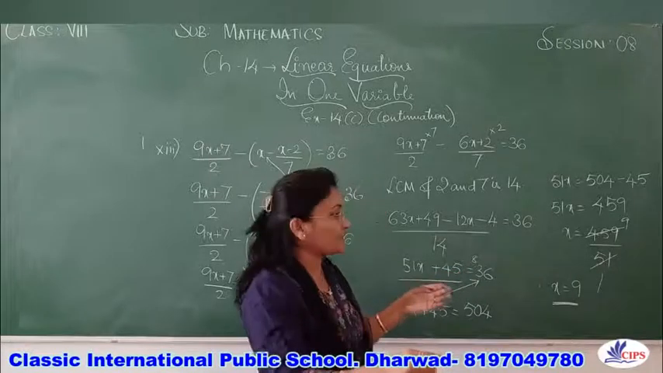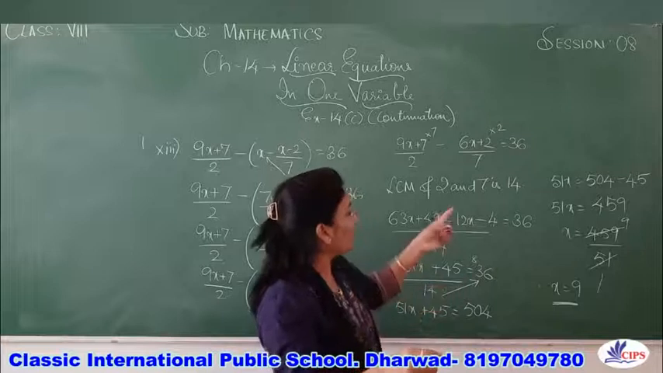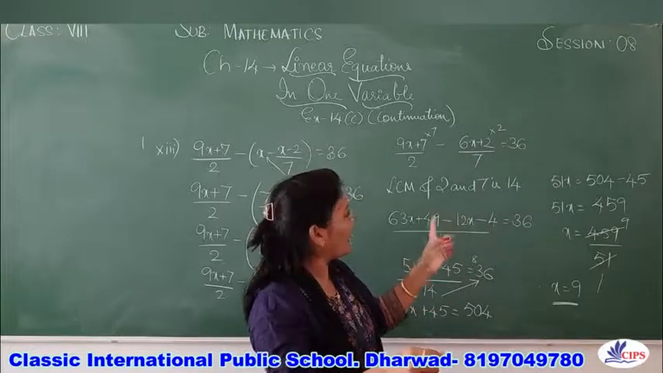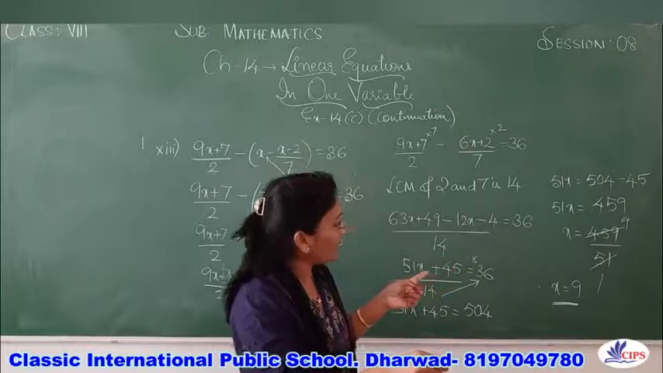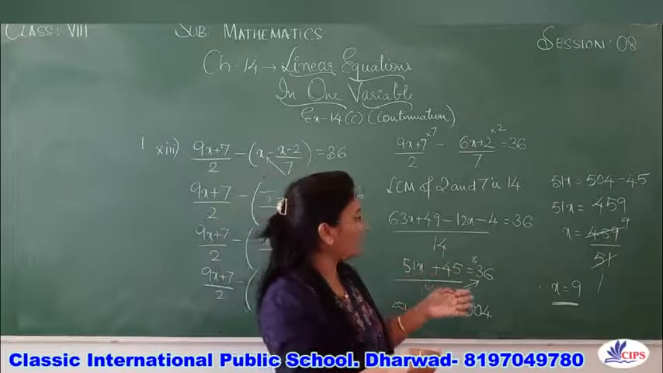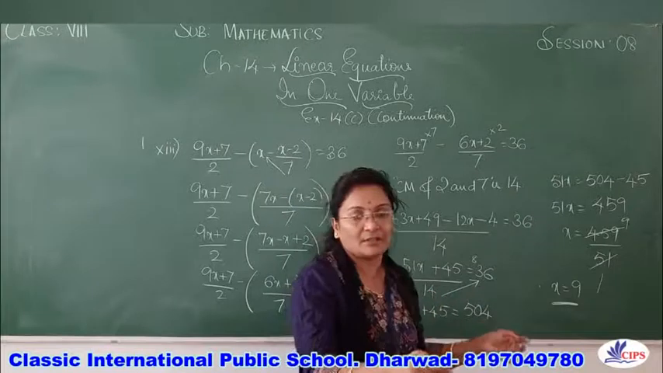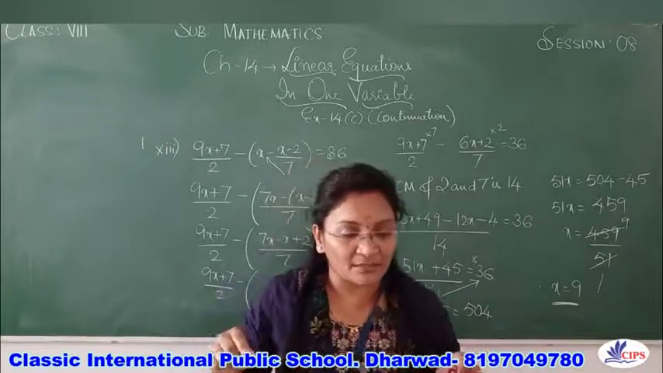So 14 and 36 have cross multiplied. So it will be 51x equals to 504 minus 45. So I get 51x equals to 459 and x equals to 459 divided by 51. So we get x equals to 9. So we have completed the 13th sum.